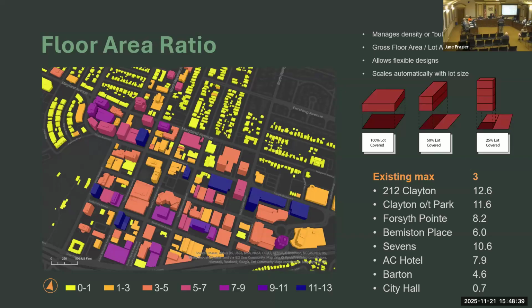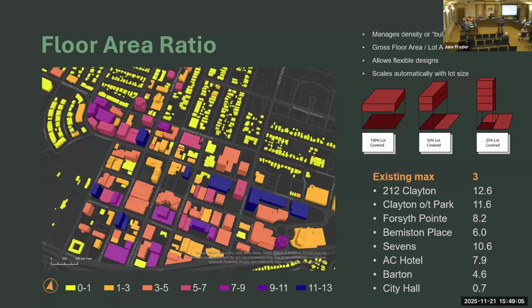Yeah, so okay, focusing on this diagram here with the red blocks on the right. Floor area ratio is a relationship between the size of a lot and the square footage of a building. If you have 1 square foot of lot and 1 square foot of building, there's a floor area ratio of 1. If you have 1 square foot of lot and 2 square feet of building, it's a floor area ratio of 2.